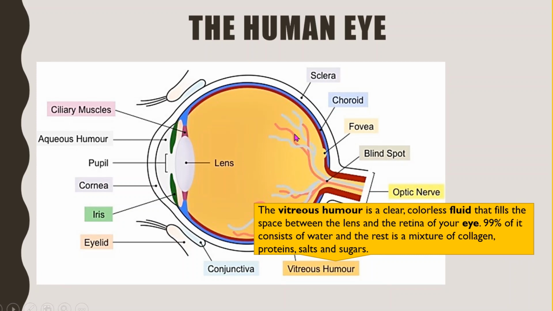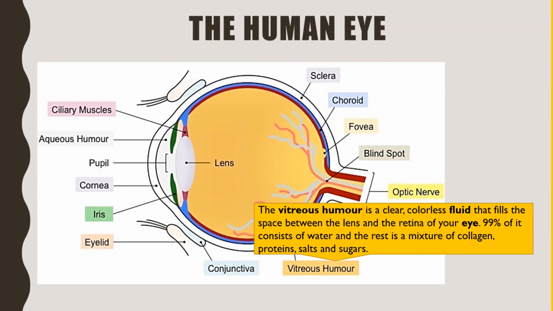Moving on to the next part. Between the lens and the retina, there is a place filled with a liquid called vitreous humor. What is vitreous humor? It is a clear, colorless fluid that fills the space between the lens and the retina of your eye. 99% of it consists of water, and the rest is a mixture of collagen, protein, salt and sugar. It is transparent, but not very transparent. Its function is to help the refraction of light. When the rays of light pass through the lens, they should fall onto the retina at the right place. The vitreous humor helps in that.